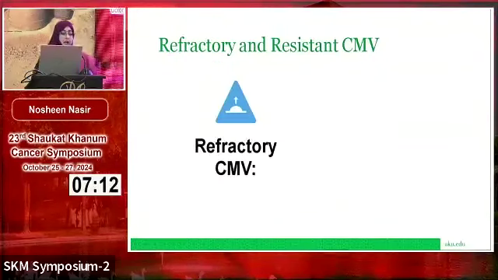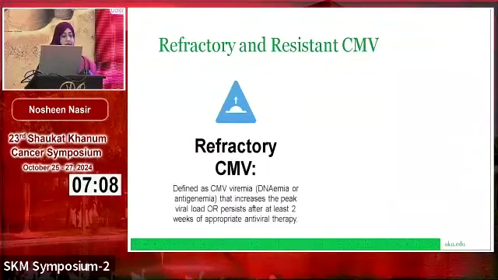So how do we define refractory and resistant CMV? Refractory CMV is defined as CMV viremia that increases the peak viral load or persists after at least 2 weeks of appropriate antiviral therapy.